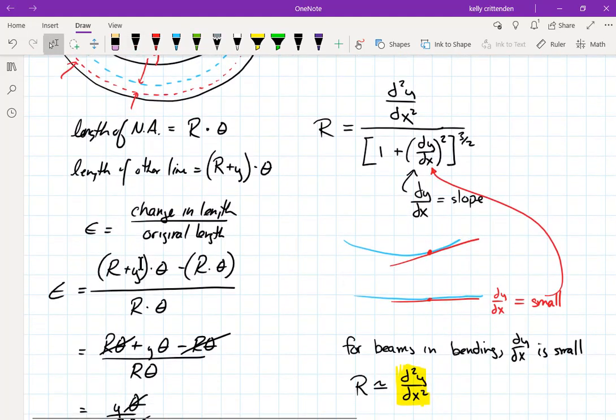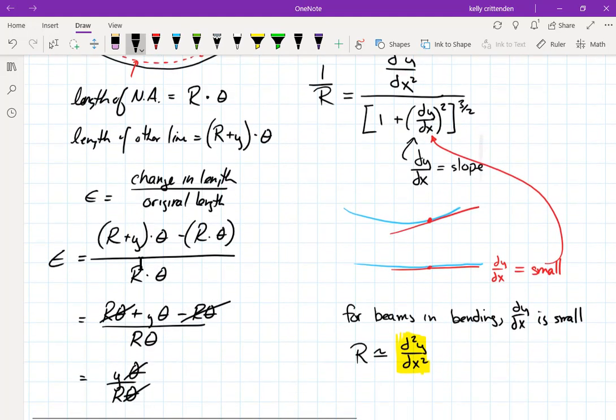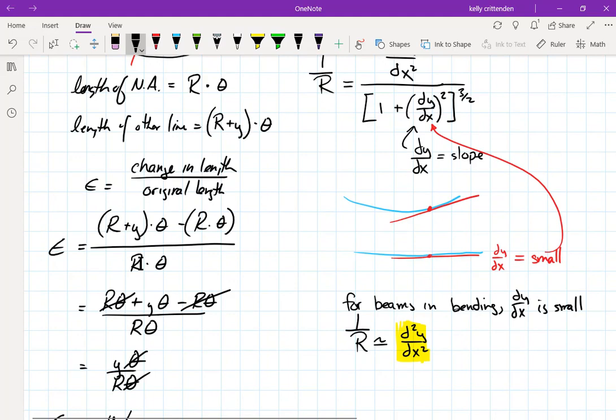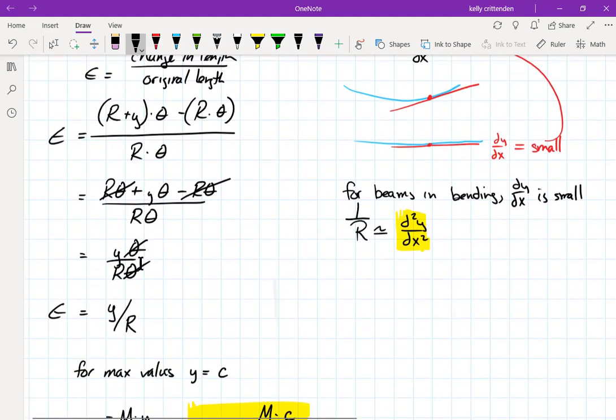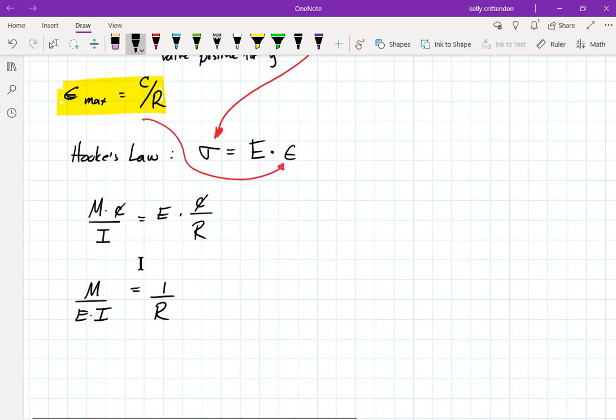Oh wait, I did that backwards. This equation is actually 1 over R. I'll have to fix that. 1 over R, which is that curvature, right? So that equation is actually the curvature equation, which is 1 over R. That's what was messing me up. 1 over R would be the second order derivative, which is what I have right here.